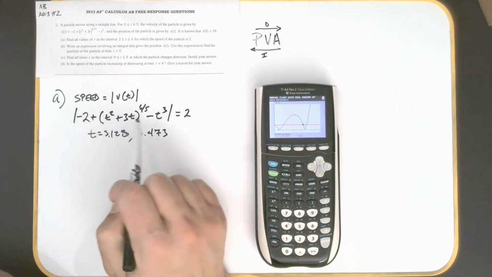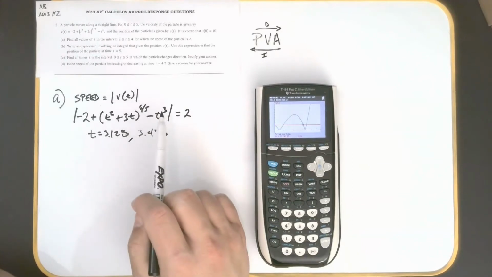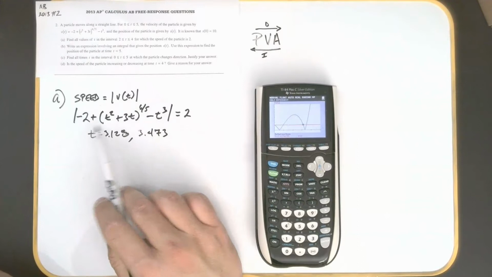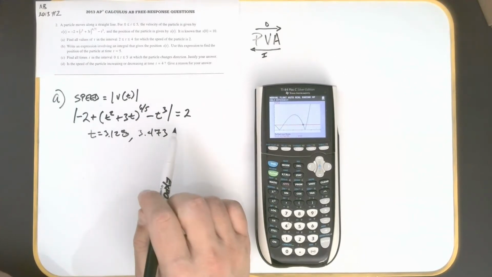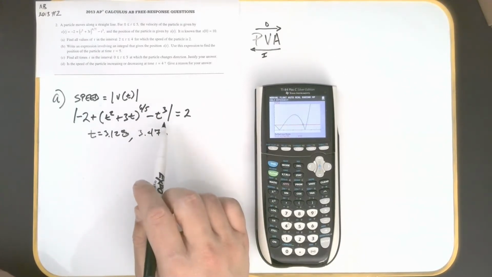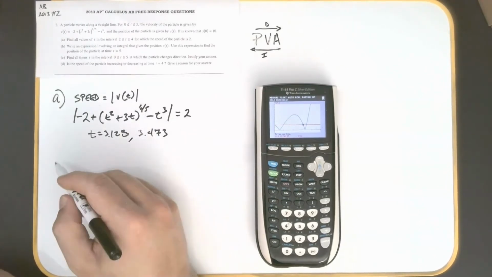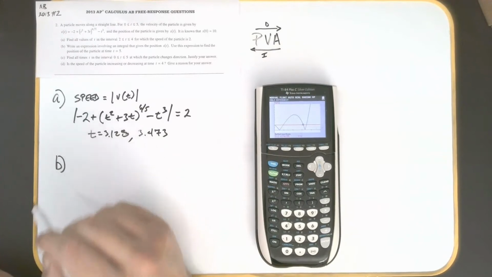Now if the function was a little easier, and this was a non-calculator question, we would have done the same thing, but with absolute value, we would have had the positive and the negative version of the equation and set it equal to 2. And that approach would work well, but obviously not with this messy of a function. So let's move on to part B.